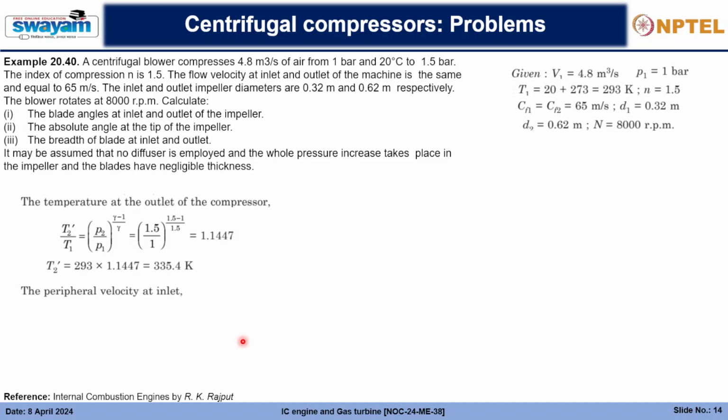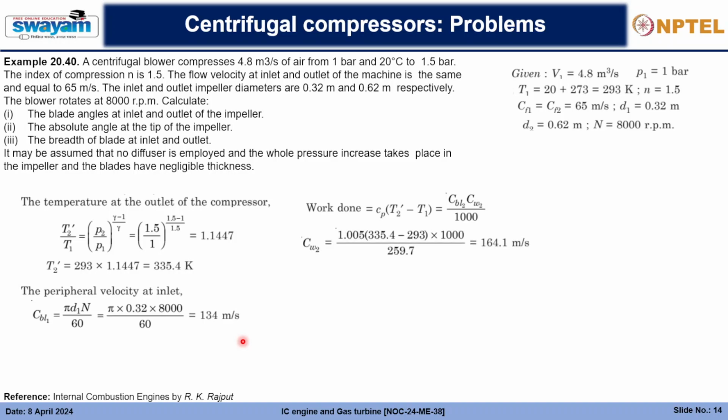The peripheral velocity at the inlet is given by CBL1 equals pi d1 n by 60, so that is 164 meter per second, and the total work done is Cp into T2 dash minus T1 equals CBL2 CW2 by 1000. So if we equate that, we will get the whirl velocity component to be 164.1 meter per second.